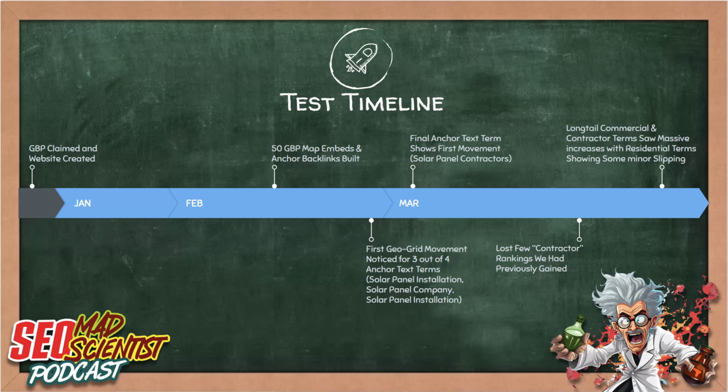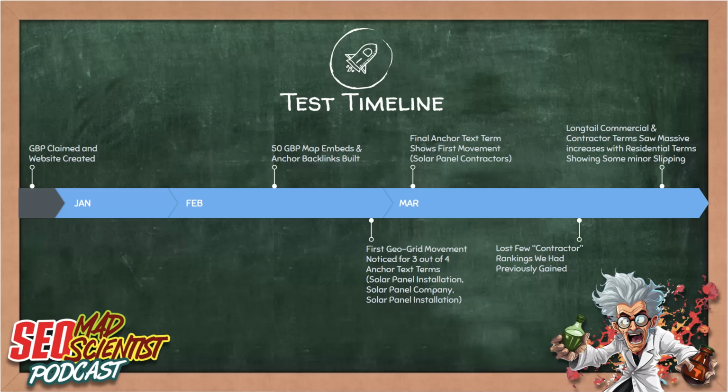Now, there may be some correlation between the concept of solar panels and commercial terms and contracting terms, versus solar installation or solar company, which maybe is more connected to residential. These are all very fine points that we can look at and we can guess about. But when we look at just what the data has given us, here's the GeoGrid snapshots.